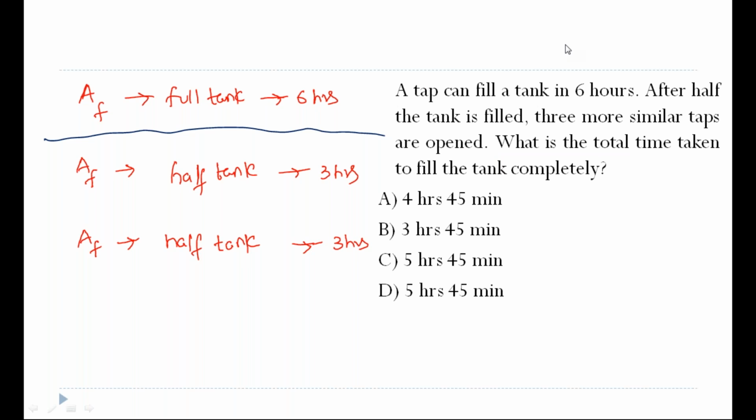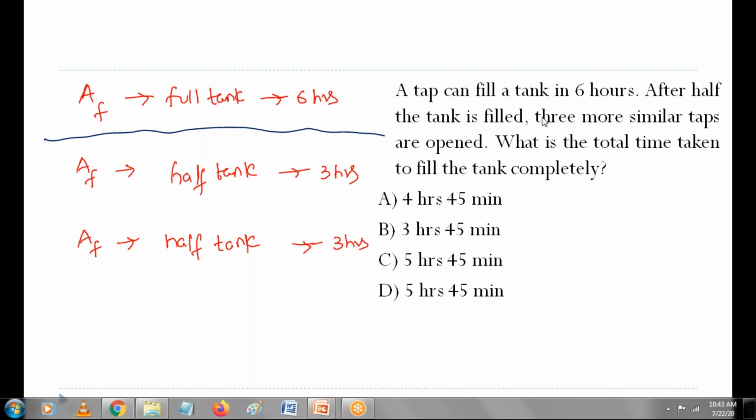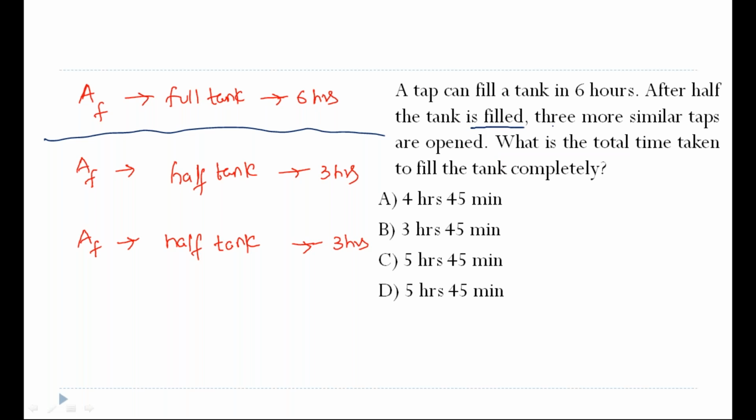Now listen, my dear friends. See what they have given in the question. After half the tank is filled, 3 more similar taps are opened. So already 1 tap is there, and if 3 more are added, now 4 taps are available. Why 4 taps? Because already 1 tap is there, and 3 more similar taps are opened. Now 4 taps are available to fill the remaining half tank.